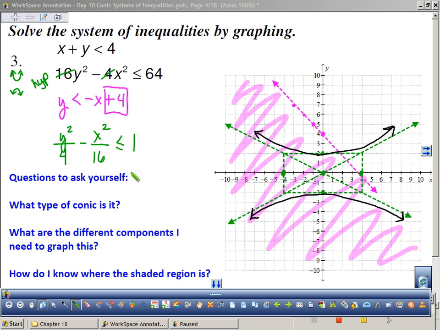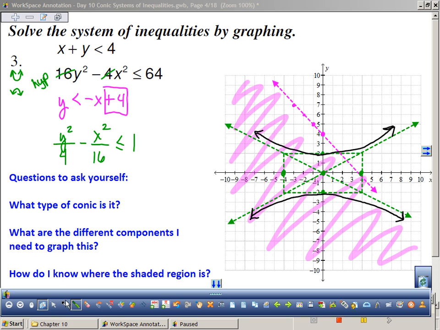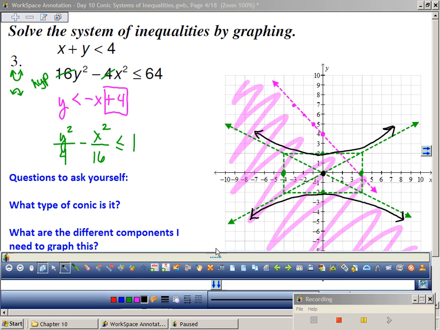I'm going to test a point. What point would you test, Jesus? 0, 0. Let's see if 0, 0 is a solution to my graph. So if I put in 0, 0, I would get 0 minus 0 is less than or equal to 64. Is 0 less than 64? Yes, it is. So therefore, that's a solution.